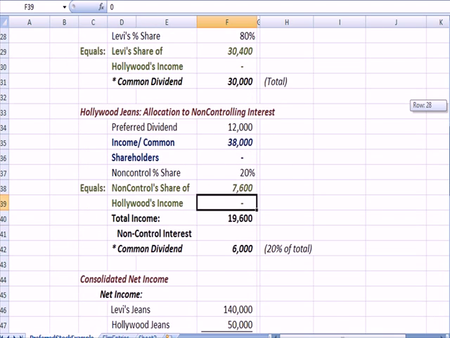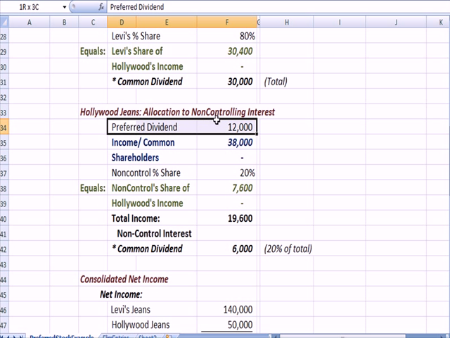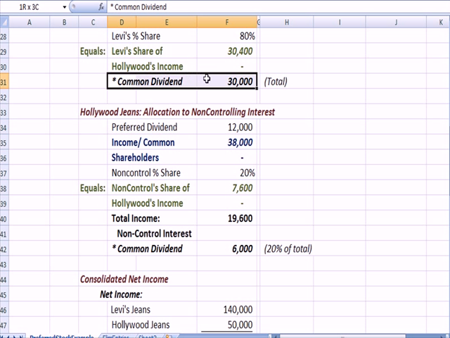And you'll note in terms of a common dividend that non-controlling interest is going to get Hollywood Jeans' common dividend, 20% of it, or $6,000. What's tough about this question is to distinguish between the preferred dividend from Hollywood, the $12,000, and the common dividend that Hollywood pays on the common stock, $30,000. Two different things.